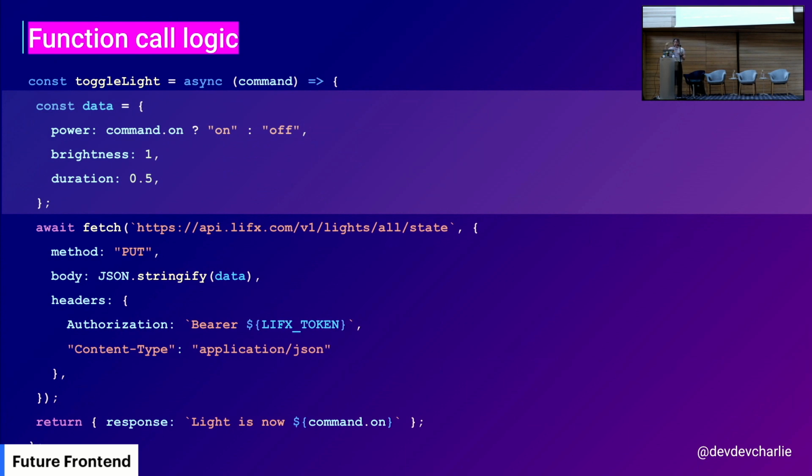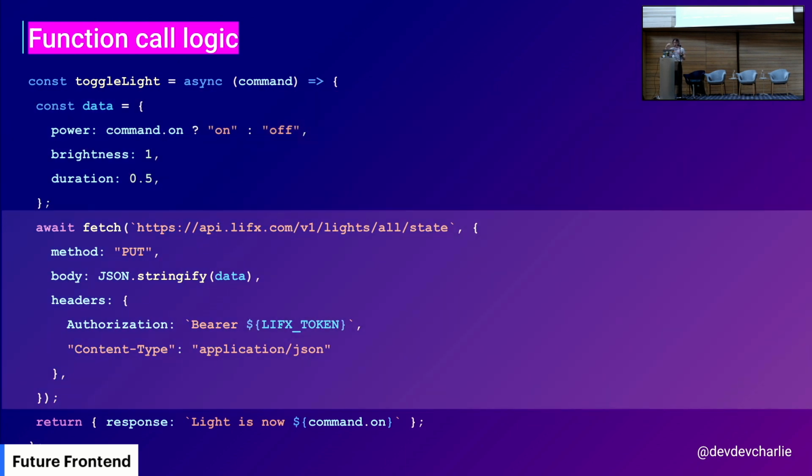And then the rest of the function is pretty generic. It's an API. These lights are called LIFX lights. And here you can see command.on, which is what I'm receiving. If on is true, then I'm sending a power on, otherwise off, and the brightness, whatever. And here is just the API endpoint that I'm sending the data to with the token. So this is more classic frontend.